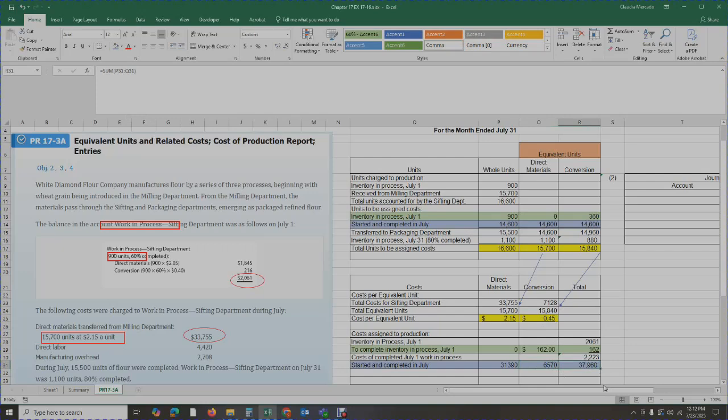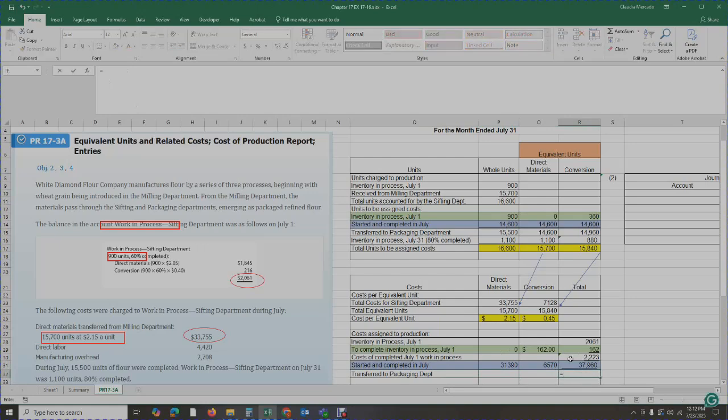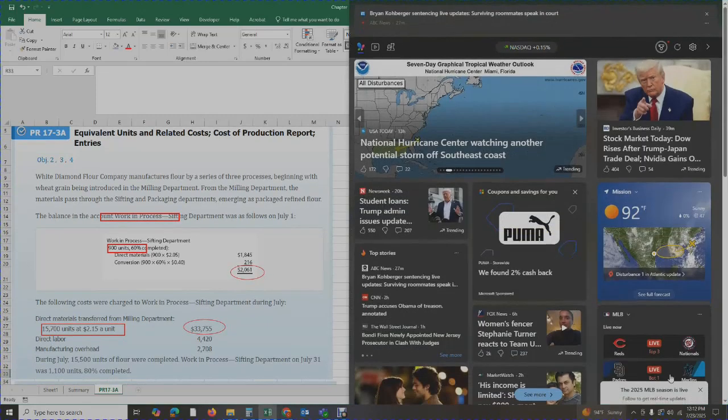Okay, now we're going to figure out what's going to be transferred to the packaging department. So we are done with our process in the sifting department. The goods are done. We need to move them out to the packaging department, which is the last process. So we have transferred to the packaging department. Okay. So how much are we going to transfer to the packaging department? We're going to get the total of what was started last month and we completed this month, plus what we started and completed this month, and that gives me 40,183.